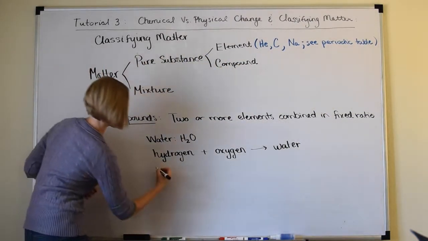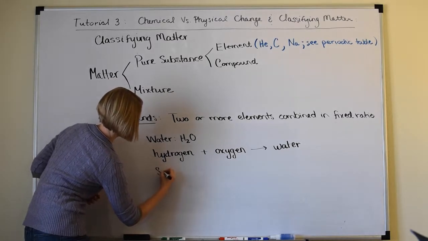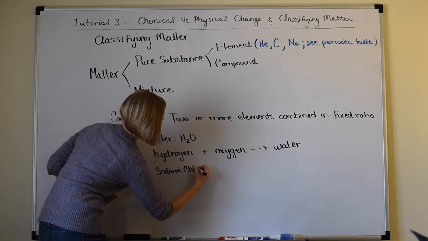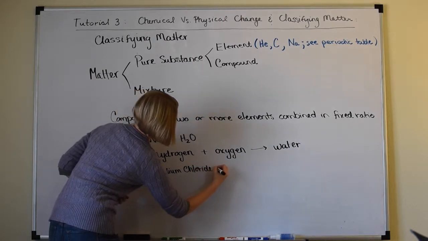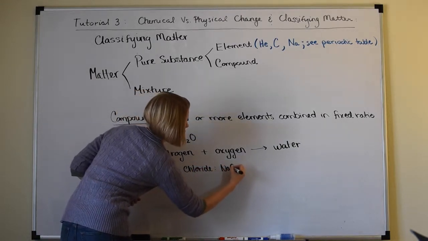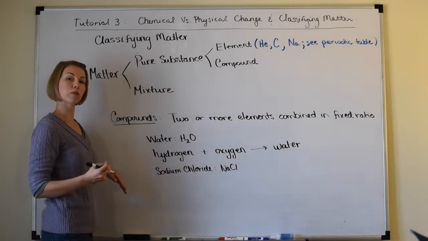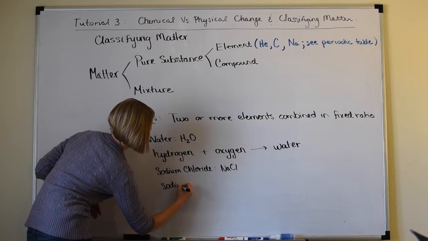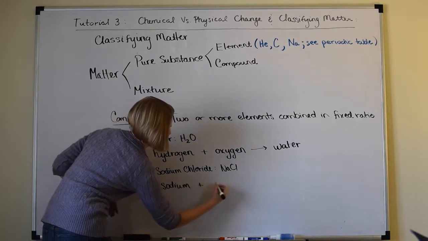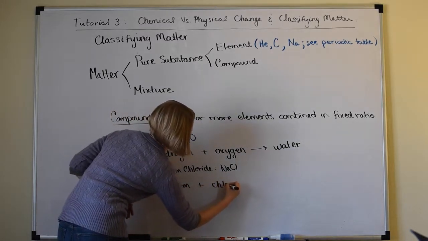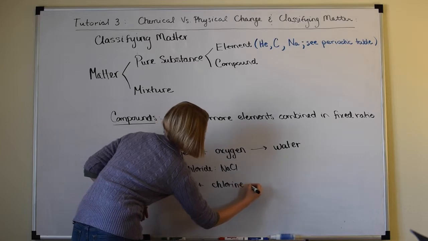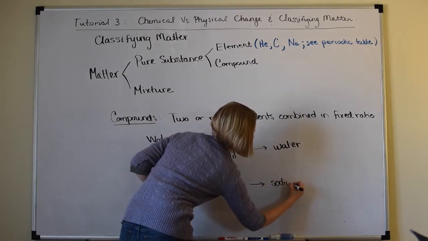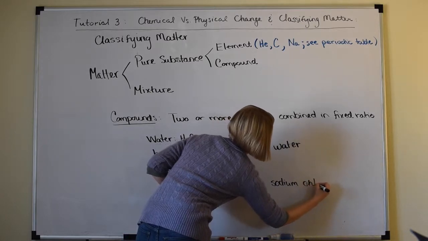Let's also do the other example, sodium chloride, or table salt, which we already saw has a 1-to-1 ratio, NaCl. Okay, so sodium chloride forms from sodium, the element sodium, reacting with the element chlorine to form the compound sodium chloride.